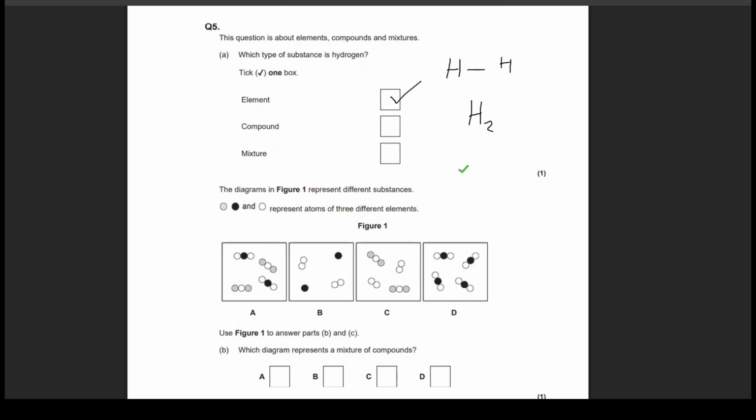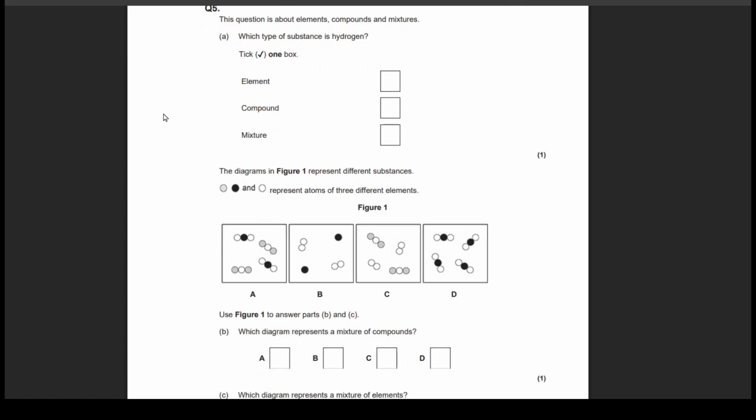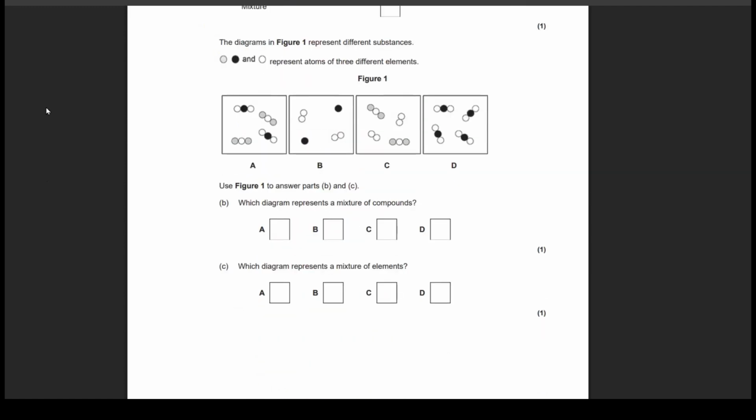Right, let's zing down. We've got more testing on elements, compounds, and mixtures down here. The diagrams in figure 1 represent different substances. Gray, black, and white circles represent atoms of three different elements. Use figure 1 to answer parts B and C. The first question is, which diagram represents a mixture of compounds? Which diagram represents a mixture of elements? It's worth 2 marks in total. Why don't you pause, have a go?